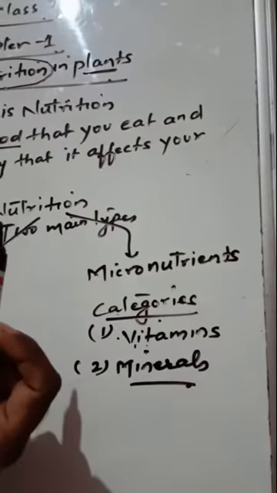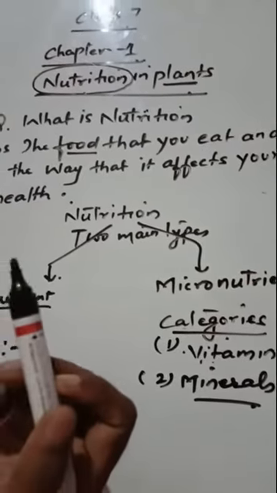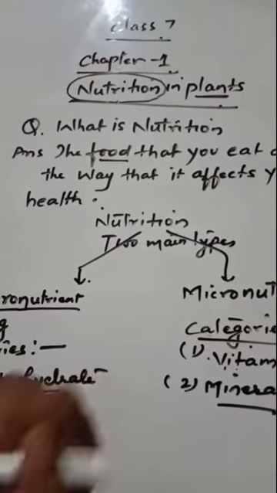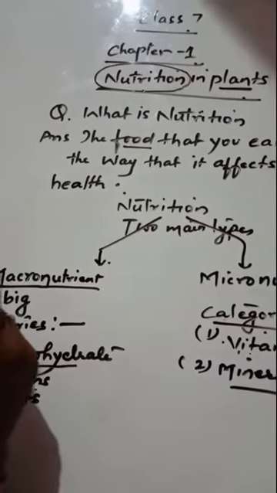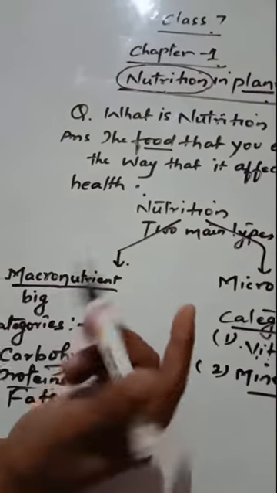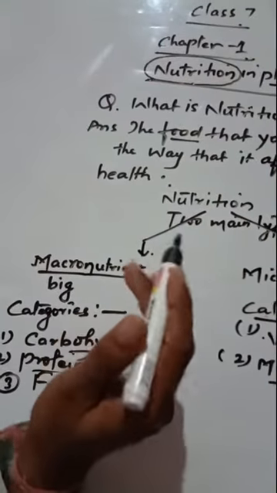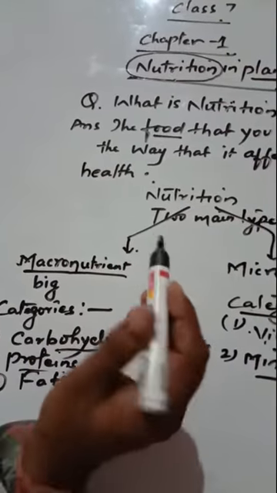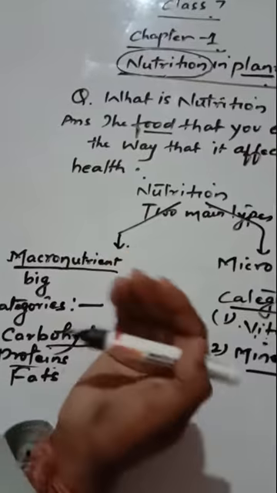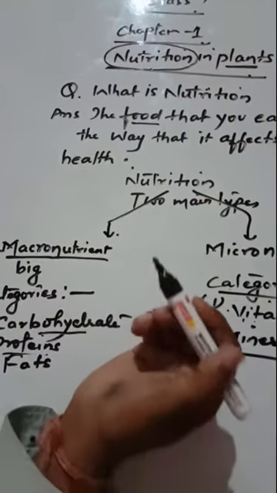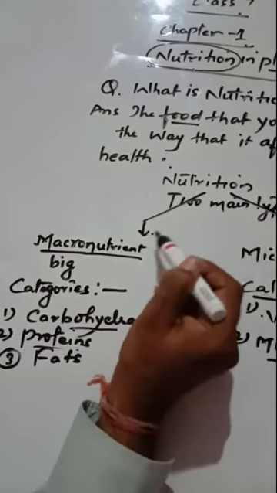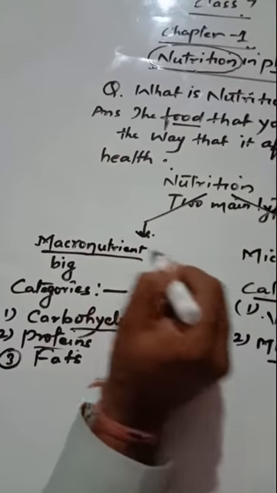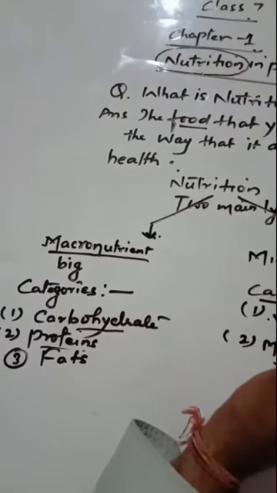So here we have to know what is nutrition. Nutrition is the food that we eat and it affects our health. If you take a rich diet, your health will be better. If not, then it will deteriorate. Deteriorate means it goes down. They are the conditions. Nutrients are further classified into macronutrients and micronutrients.